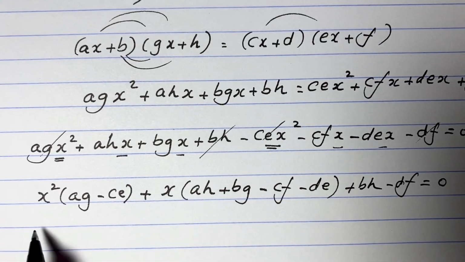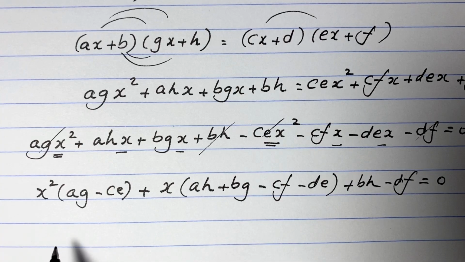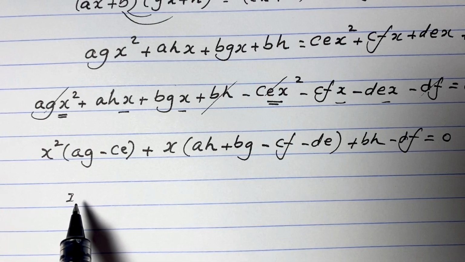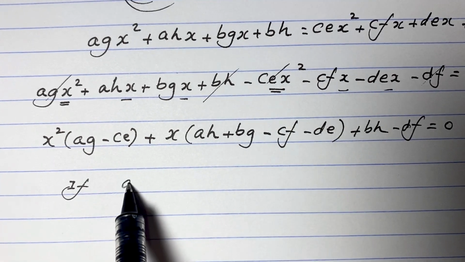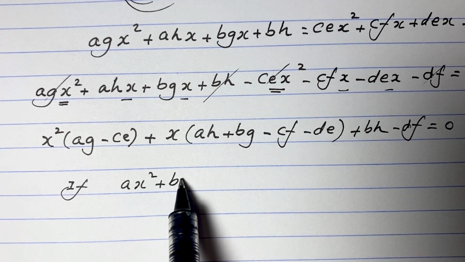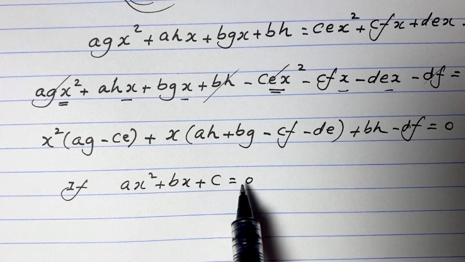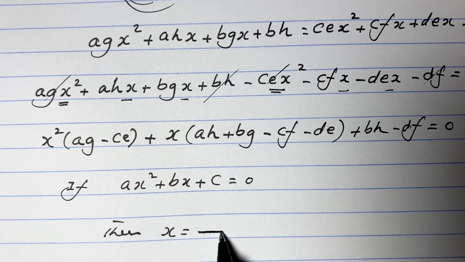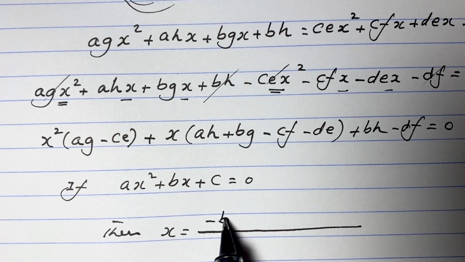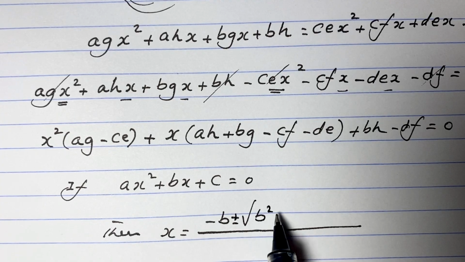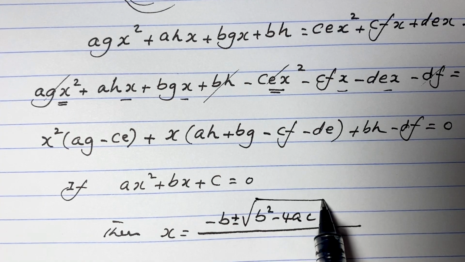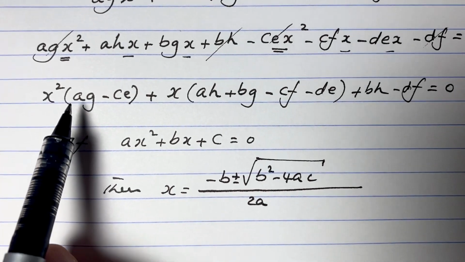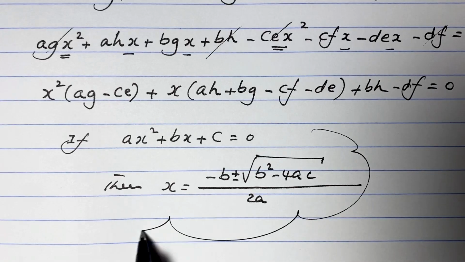But to solve this, we have to use the quadratic formula. If you remember the quadratic formula, if ax squared plus bx plus c equals 0, then x is given by minus b plus or minus the square root of b squared minus 4ac, over 2a. So if I list my a, b and c, this is the formula.